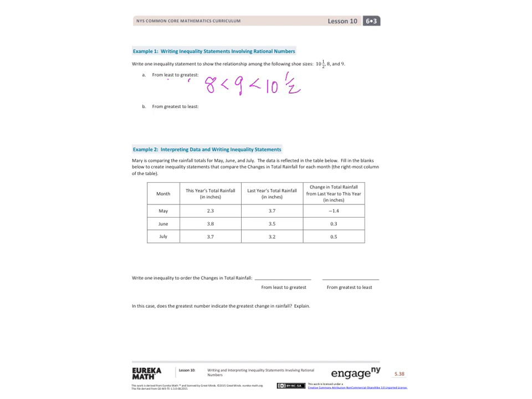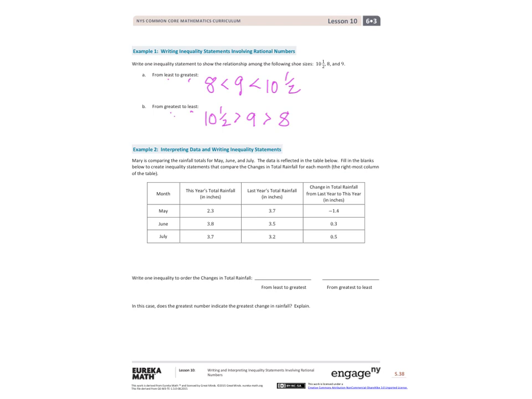Okay? So then it says, and this is where I always have to make sure that I'm reading it correctly, this is the greatest. So I'm going to go 10 and a half is greater than 9, which is greater than 8. So the symbols have to reverse too, depending on what my numbers are.